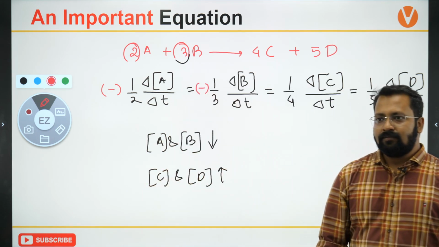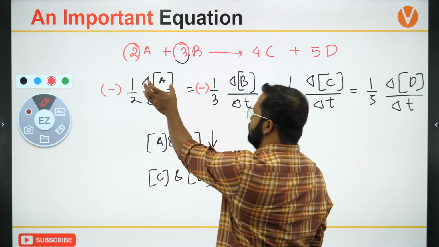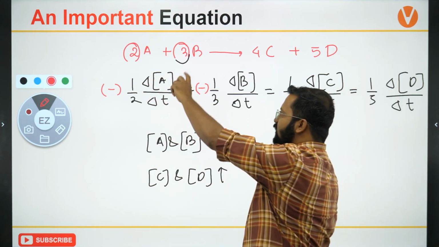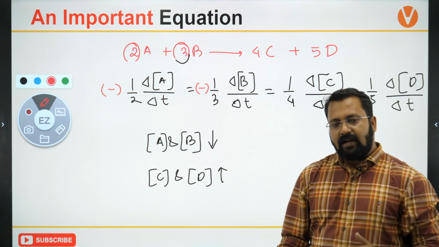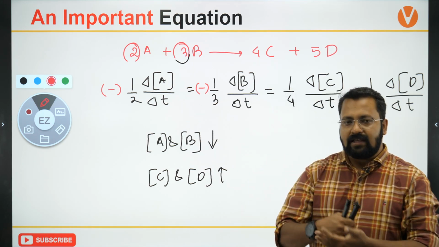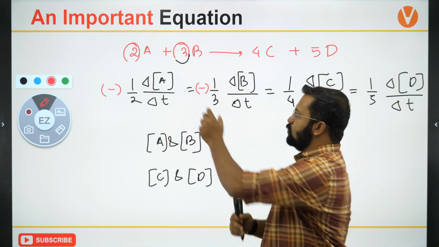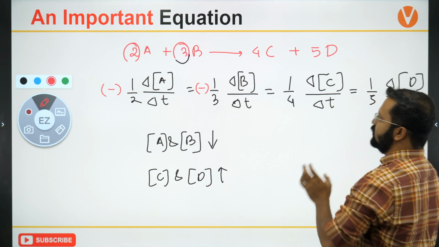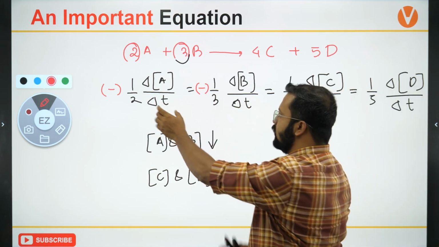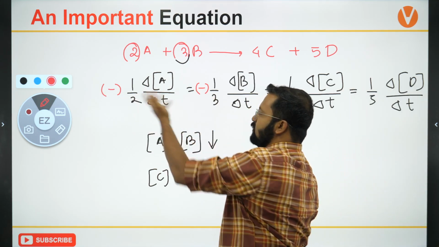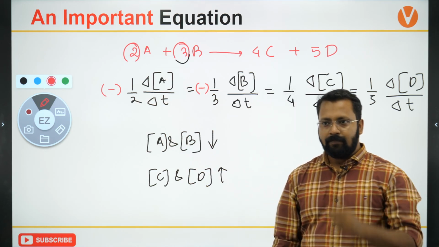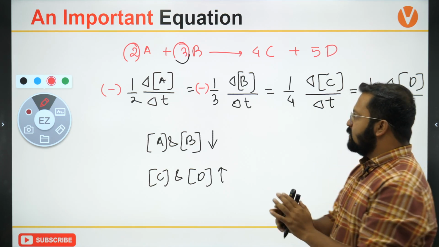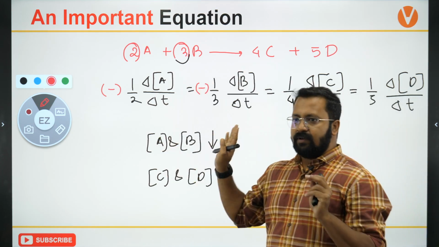Can I do this? I am getting a negative value for the change, because change means final minus initial. The reactant amount changes, so the final amount of reactant is less, the initial amount is more. So this change is negative, this change is negative, this change is positive, and this change is positive. But to make all of them equal, I will multiply this with minus and minus. So it is very, very simple. This is the expression that we will be working with.